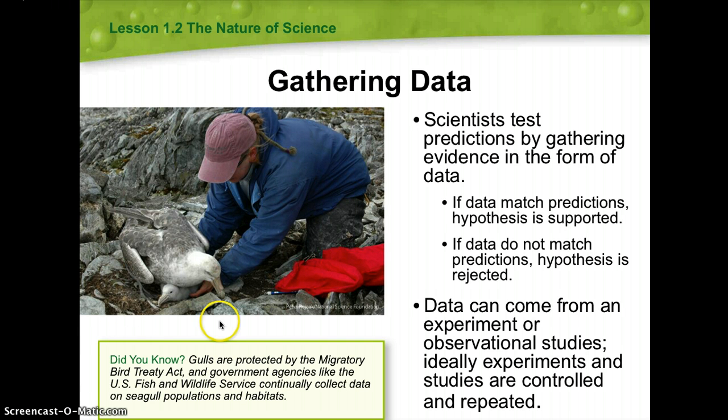So here is a did you know fact. Gulls are protected by the Migratory Bird Treaty Act, and government agencies, like the United States Fish and Wildlife Service, continually collect data on seagull populations and habitats.